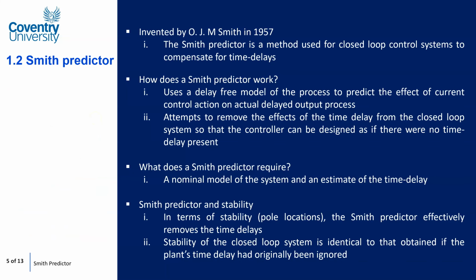So what I'm going to move on to now is talking about the Smith predictor. This is a method developed in 1957. It's a method used in closed loop control systems to effectively compensate for when you've got large time delays. What you need for the Smith predictor to work is a mathematical model, an estimate of your actual system, because you need to be able to predict the behavior of the system without the time delay. You also need an estimate of the time delay. What it does is attempt to remove the effect of the time delay from the control system.